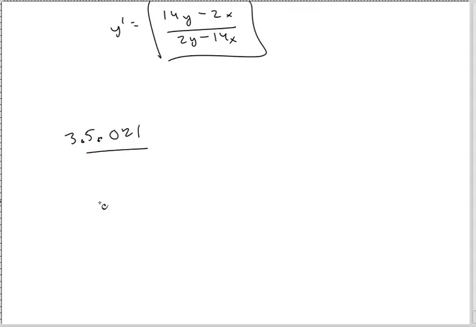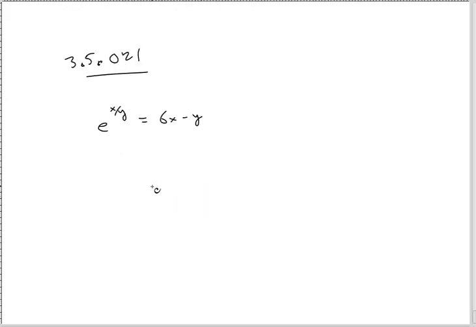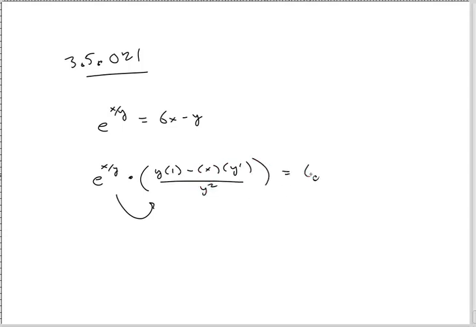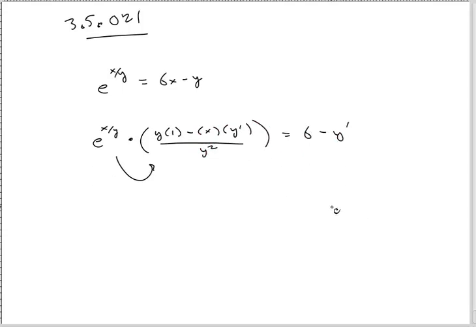35021. I got e to the x divided by y is equal to 6x minus y. Find your derivative implicitly. So the derivative of e to the x is e to the x. So this you just leave alone. Oh, but I got a complicated inside. So chain rule says that I now got quotient rule, low d high minus high d low, all divided by the square of what's below. On this side, it's just 6 minus y prime, a little bit easier.